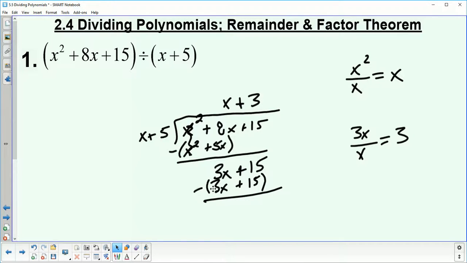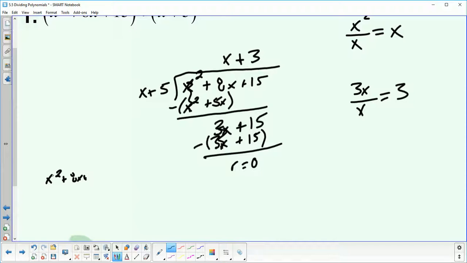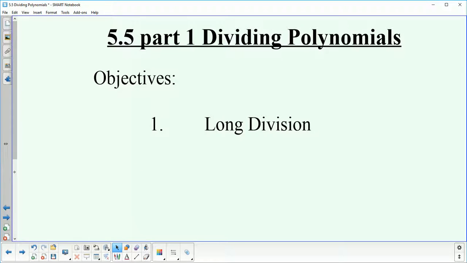When we do the subtraction, 3x minus 3x is going to give us 0. They cancel out as they should. And 15 minus 15 is actually going to give us 0 as well. So in this case, and it's not always going to happen like this, we have a remainder of 0, which means it goes in evenly. So we could say that x squared plus 8x plus 15 over x plus 5, when we divide those two, we get x plus 3. And so that is the process of long division, and we're obviously going to do a lot more on that together in class because it is not the easiest thing in the world, and we'll see you next time.